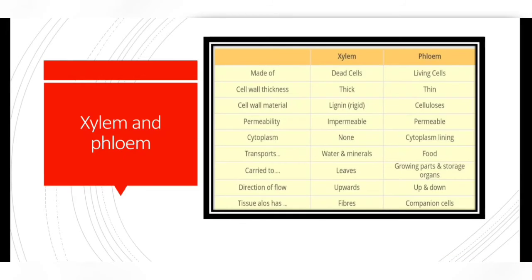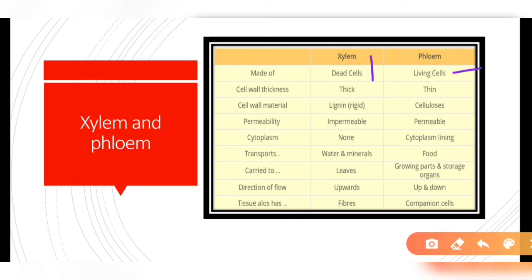So the differences between xylem and phloem. The mode: xylem is generally made up of dead cells, and phloem is made up of living cells, except that xylem parenchyma is a living cell, and in phloem, except the phloem fibers, all are living cells. Cell wall thickening: xylem has a thick cell wall, phloem has a thin cell wall. Material: xylem is generally made of lignin, because the cells are dead, so lignin is present in them, and the living cells in phloem are made up of cellulose.